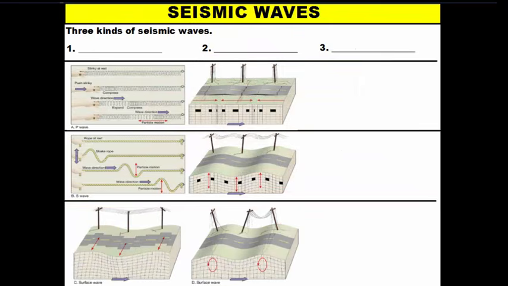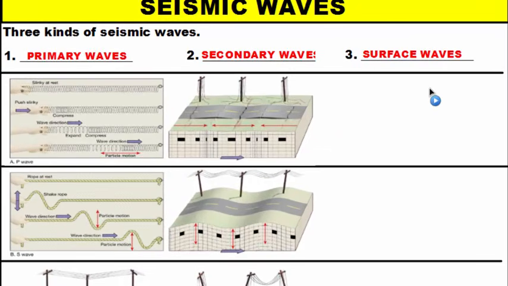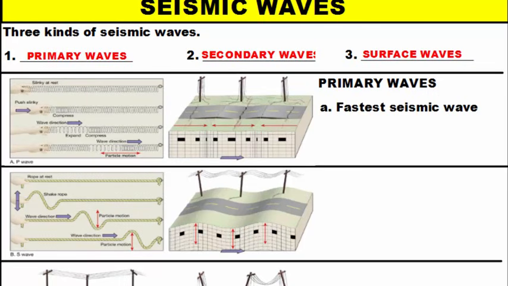There are three specific types of waves which get grouped into two groups, which we'll talk about in a little bit. The three specific types of waves are called primary waves, secondary waves, and surface waves. Now these waves are different in their properties and how they move and how fast they move. So let's start with primary waves. Primary waves are also known as P waves. The P stands for primary. And the primary waves are your fastest waves that travel through the Earth.